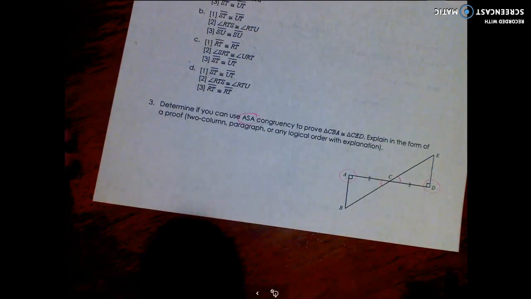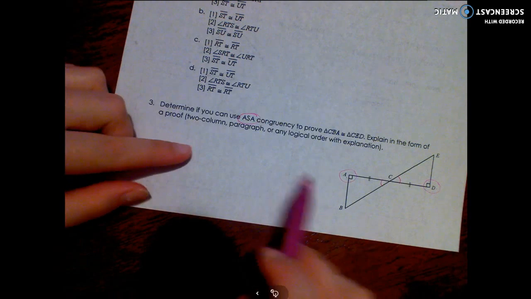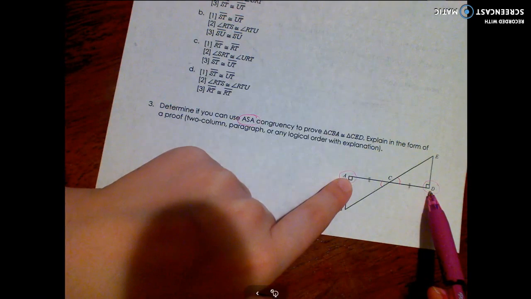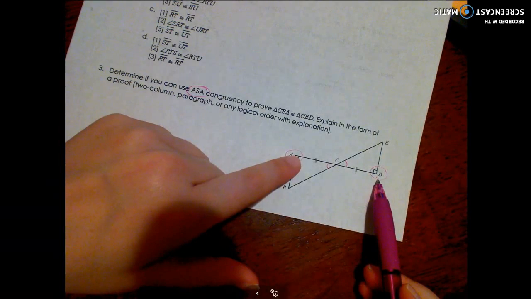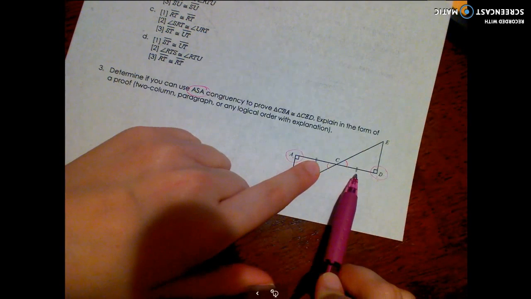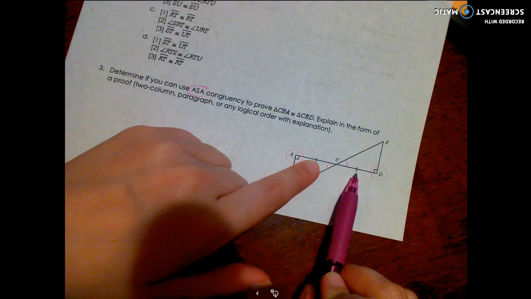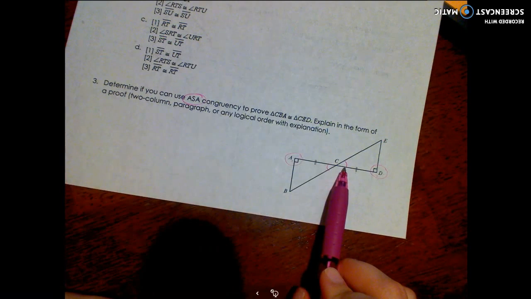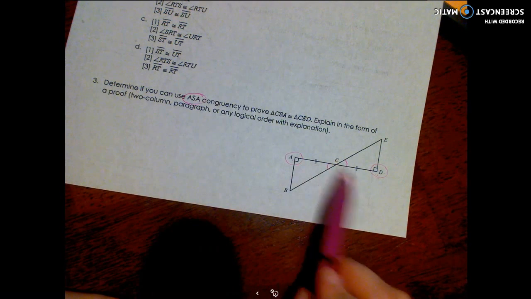So basically, if you did a 2-column proof, you would start by saying that you are given that these are 90 degrees, and then you could say by the right angle congruence theorem, therefore they have to be congruent. Okay, so now you have that those two are congruent. Then you can say that you're given that these two sides right here are congruent. That's given, you're done with that. The next part, you would just have to say that this angle and this angle are congruent by vertical angles theorem. Therefore, now you have enough information to say angle side angle.